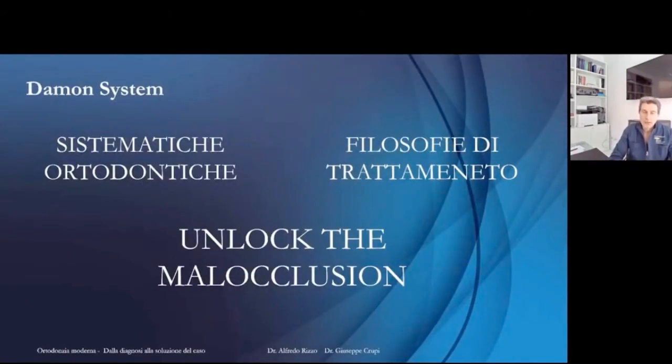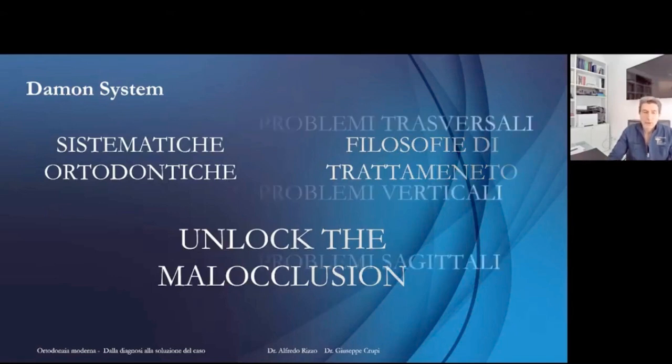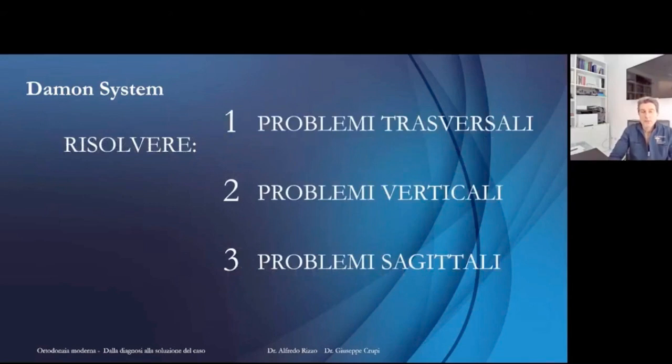Depending on what orthodontic system we use and which philosophy we follow, we as orthodontists know very well that our main priority, when we see a patient with a bite pathology, is to unblock the malocclusion. What does it mean? First of all, to solve the transversal problems, then the vertical problems, and then finally the sagittal problems.